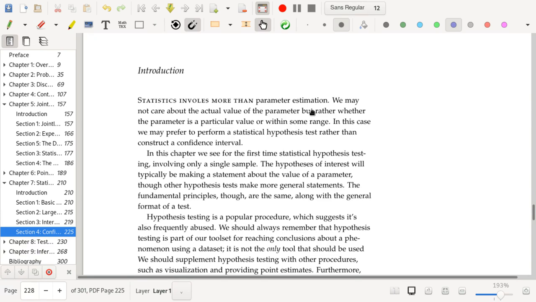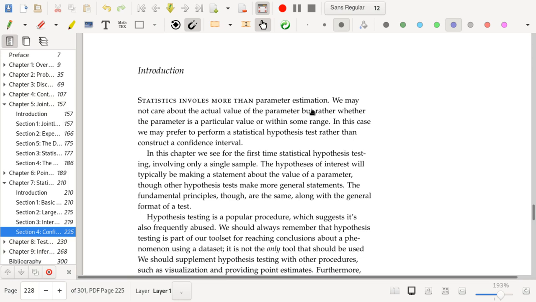So in this chapter, we're going to see for the first time statistical hypothesis testing involving only a single sample. These are hypothesis tests involving the values of parameters. Hypothesis testing can make statements in general. For now, we're talking about whether the parameter of interest, maybe it's the mean, maybe it's the median, maybe it's the variance or something, falls into some range of interest.